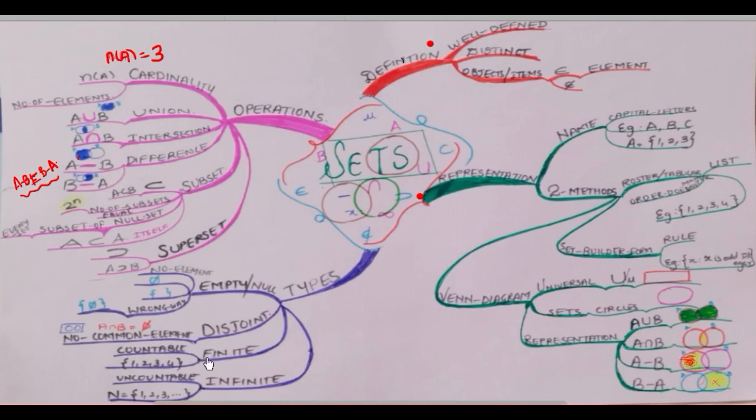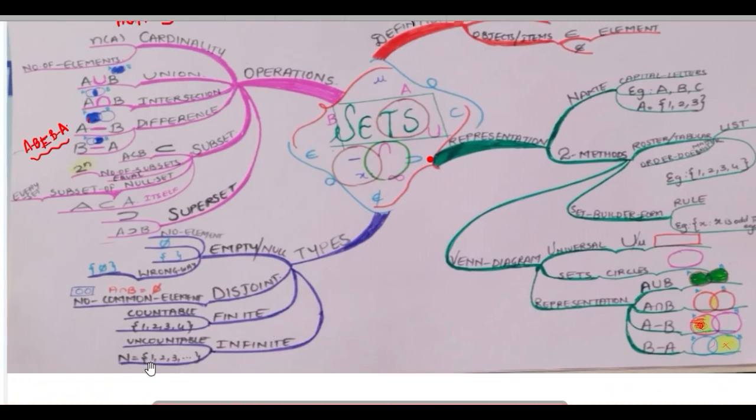Then we talk about finite and infinite sets. A finite set is a set which has a countable number of elements, whereas an infinite set is a set which has an uncountable number of elements. As you can see here, for example, this set has 4 elements, 1, 2, 3, 4, and we are able to count it.